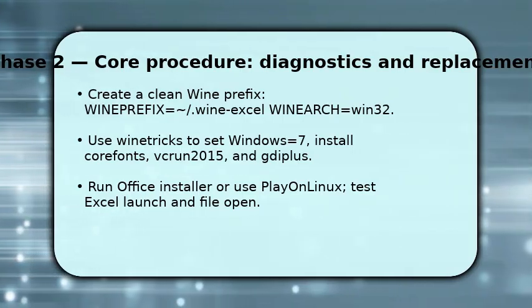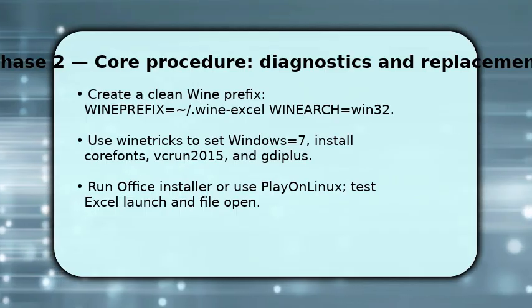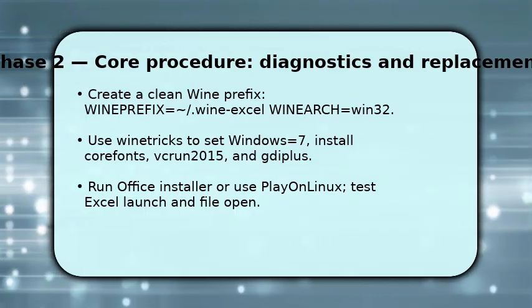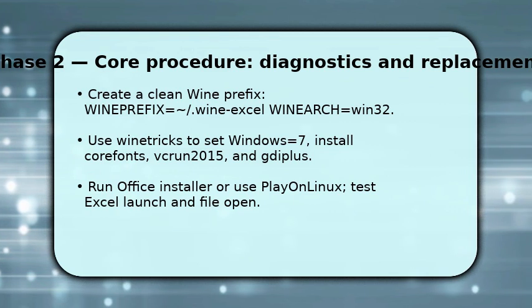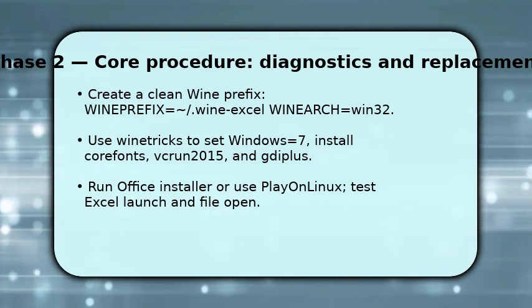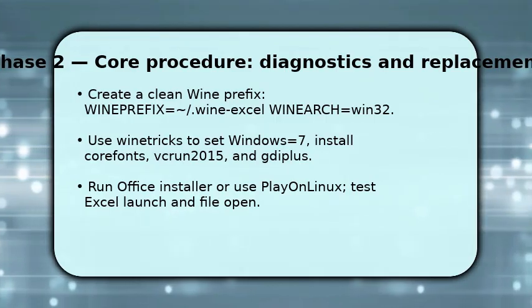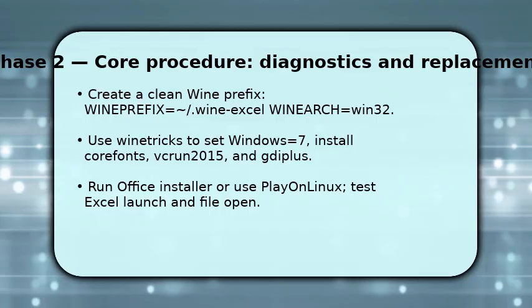Next, run the Microsoft Office installer inside that prefix, or use PlayOnLinux to automate installers and shortcuts. Make sure to accept prompts and install COM components. Once installed, open Excel, load a sample XLSX, and verify formulas, fonts.